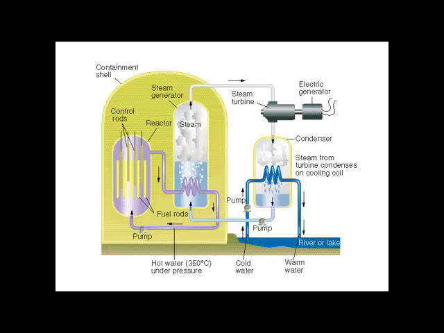Here's a diagram of a nuclear power plant. Here on the left, the reactor has nuclear material that is used to heat up water to make steam to drive a steam turbine. This water is then cooled and recirculated.